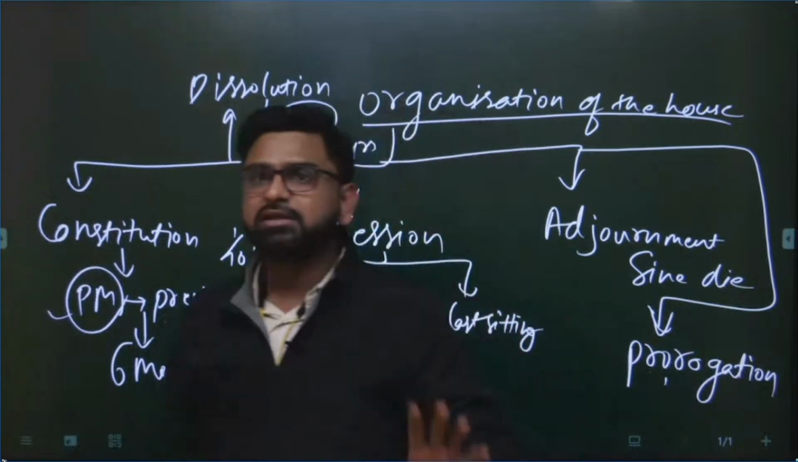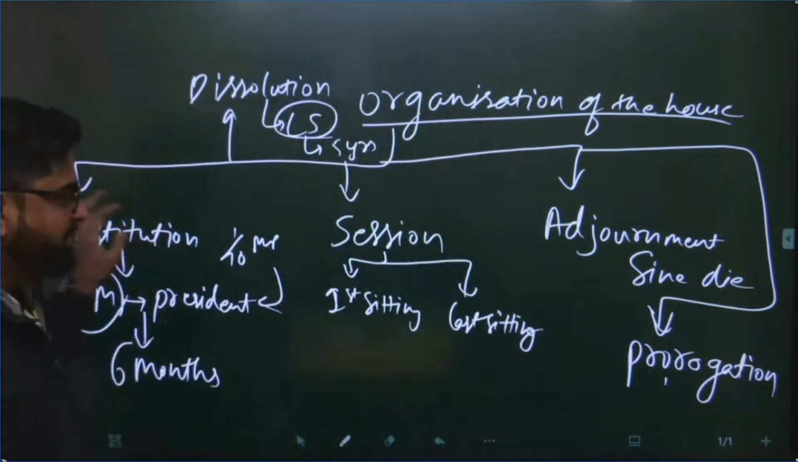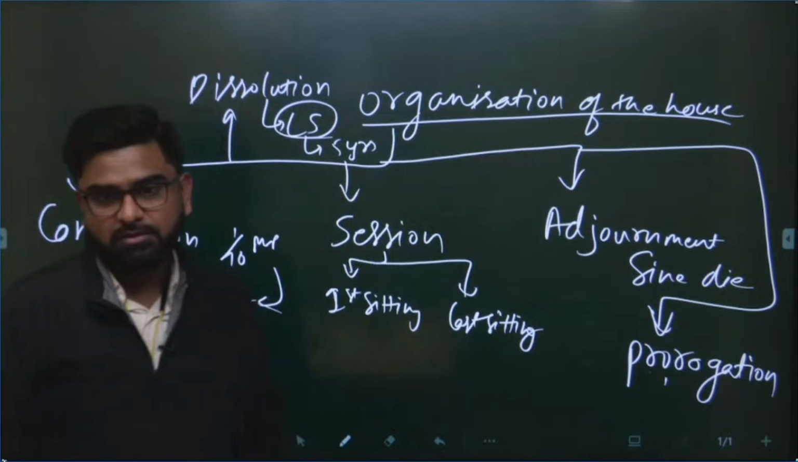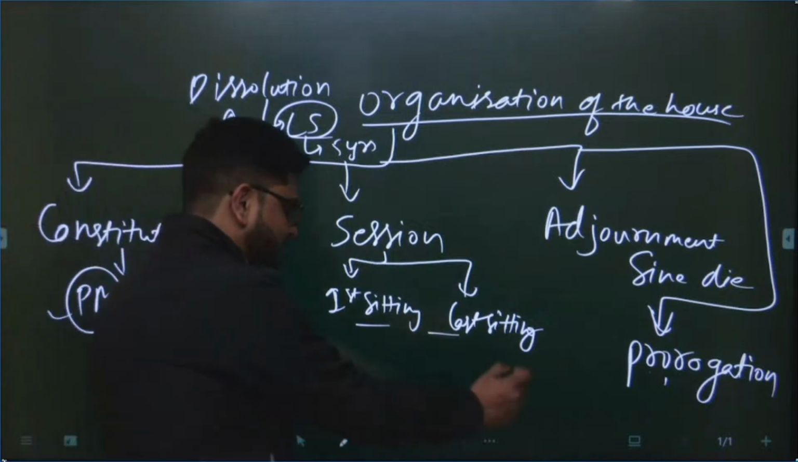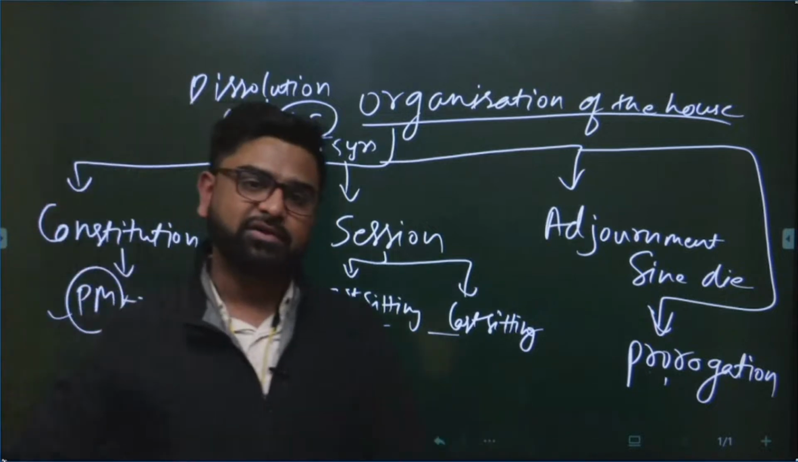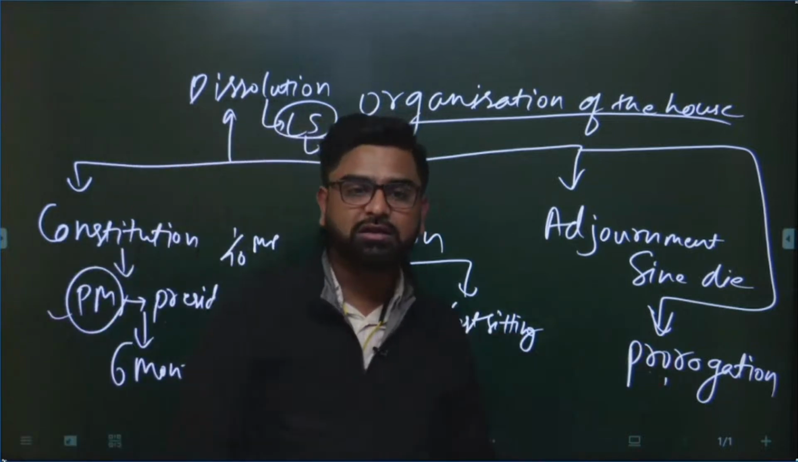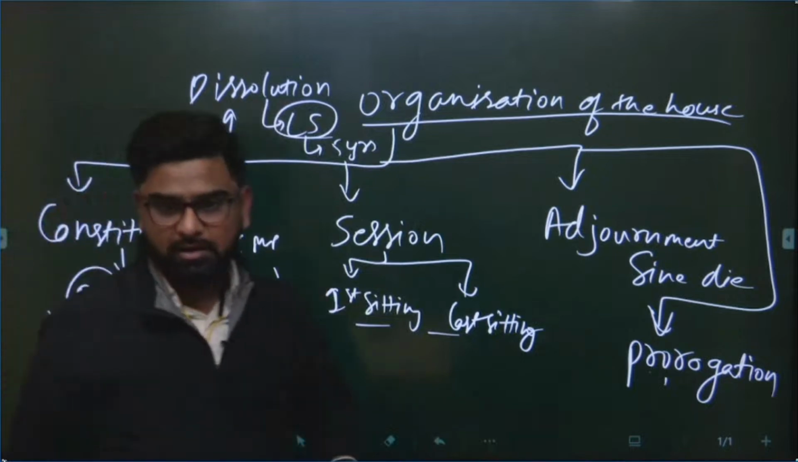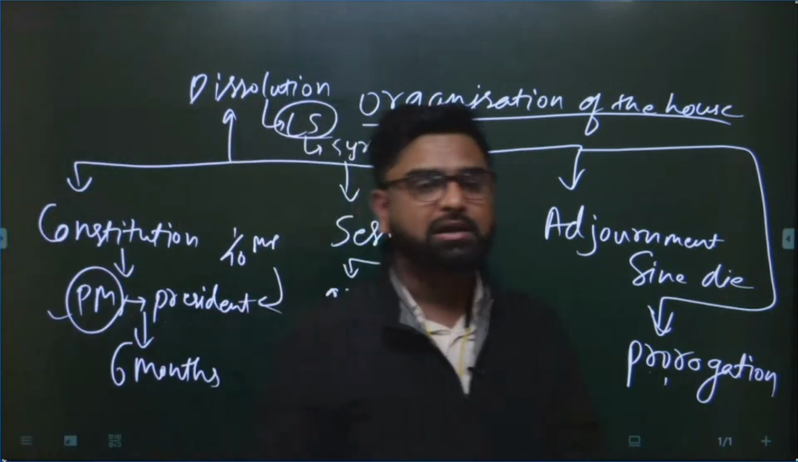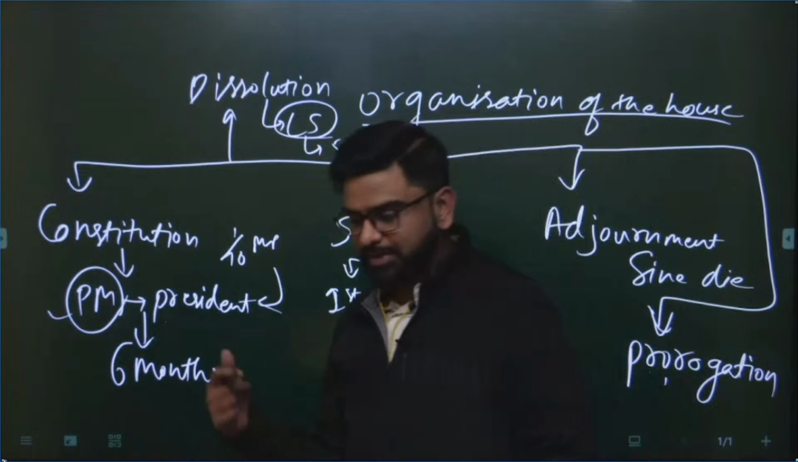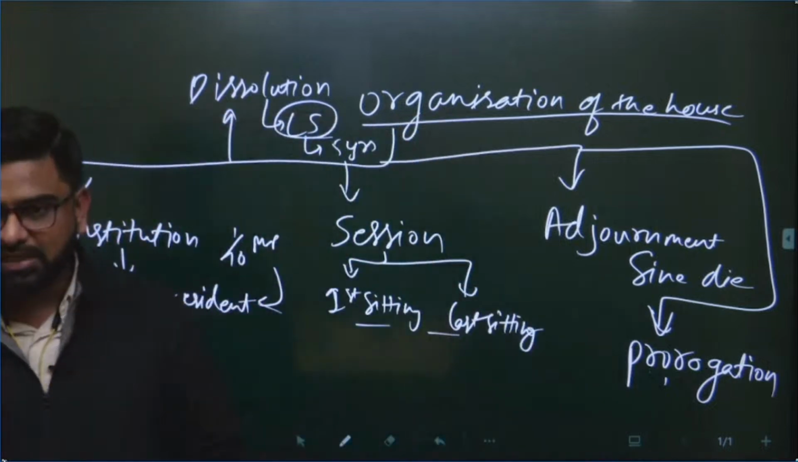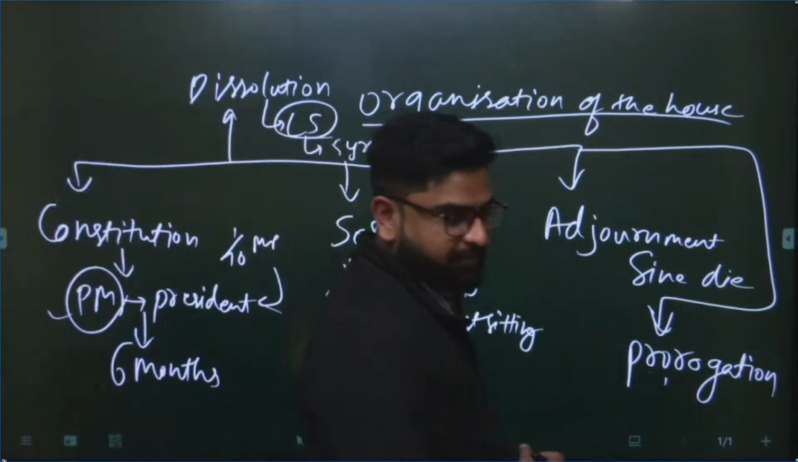Clear? So in this process, one thing is clear: the President has a bigger role. Except for sitting, the President does everything. The President constitutes the session, prorogues the session, dissolves Lok Sabha, and all things happen on the recommendation of the Prime Minister. So basically, the Prime Minister controls the legislature too much. That is what I told you.